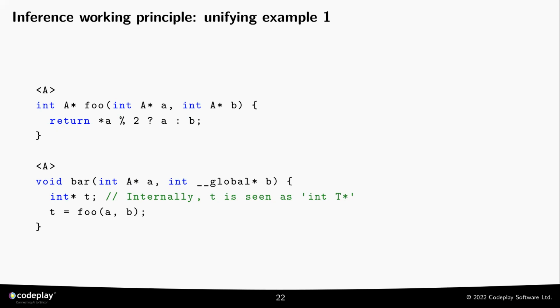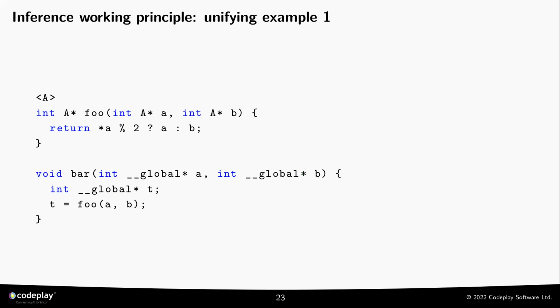The second statement inside this bar function tells us that the address spaces T and A must be equal because of the return type of foo. And the parameter B that we pass to foo is actually setting A to be equal to global. So we can now simplify this whole function to remove the symbolic address space A, because it has to be global, and simplify the whole function to use the global address space.